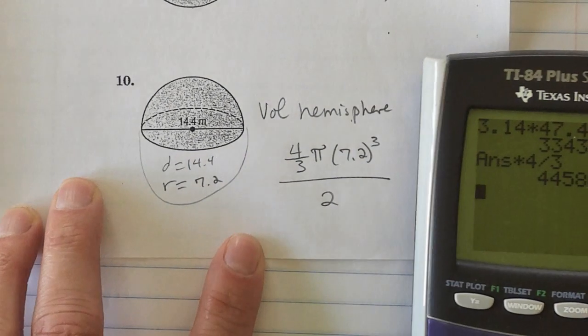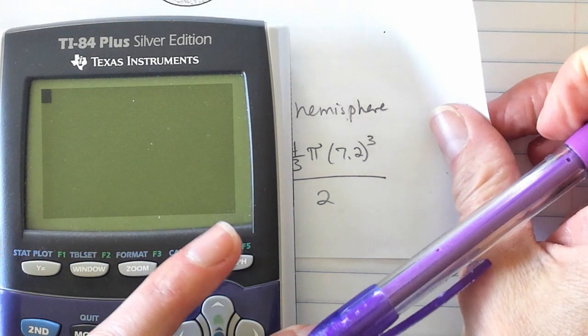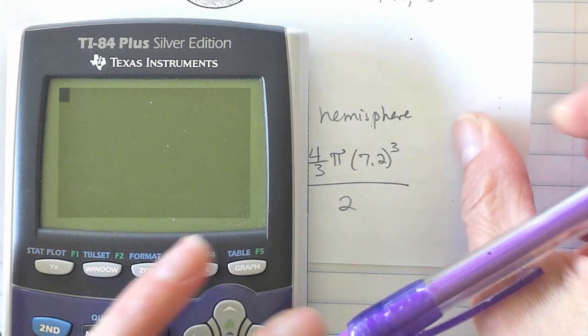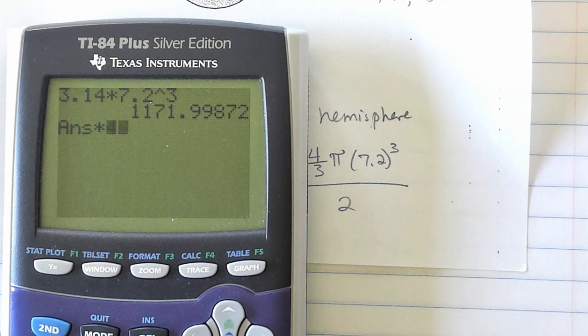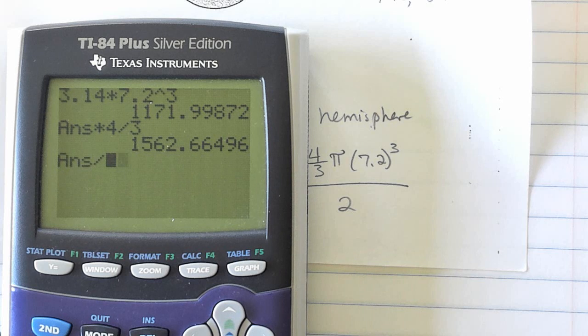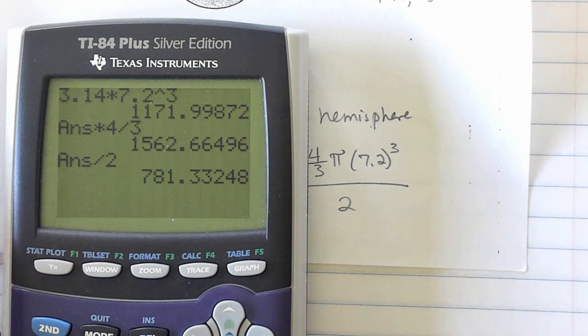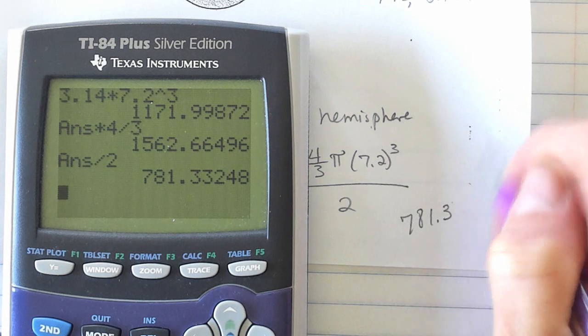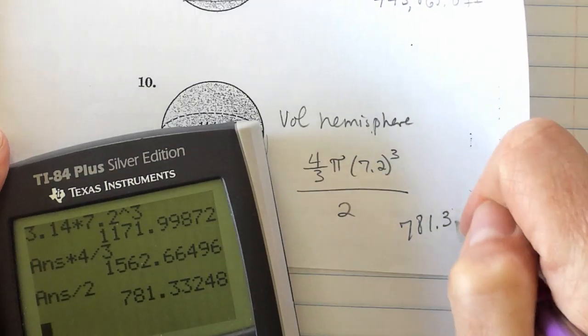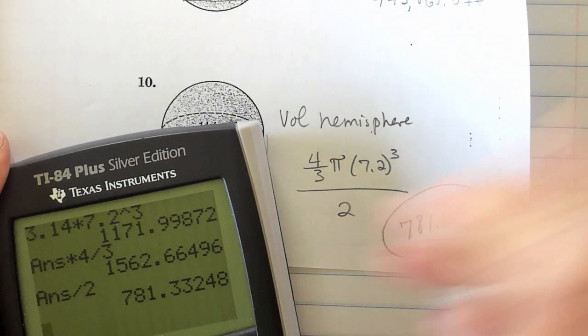So I'm, again, hopefully going to be able to model this with my calculator. Sometimes it doesn't like the zooming aspect of that. So 3.14 in place of pi times 7.2 to the third power times 4 divided by 3, and then divide that answer by 2 because we're taking half of our space. So 781.3, I've already forgotten, but that was meters cubed.